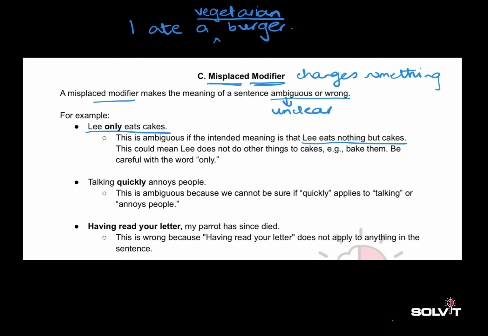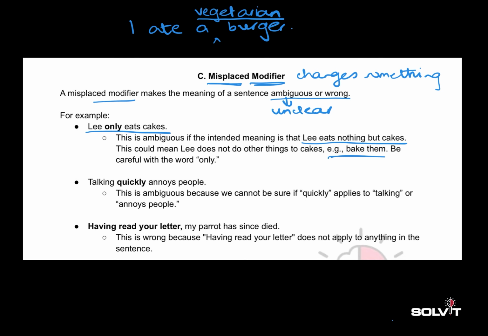The first meaning is that Lee eats nothing but cakes, as in Lee only eats cakes and he eats nothing else. Now the second meaning can be that Lee only eats cakes, he doesn't do anything else to cakes. That means he doesn't bake them, he doesn't decorate them, he only eats them, right? So we have to be very careful about where we place the word only, okay?